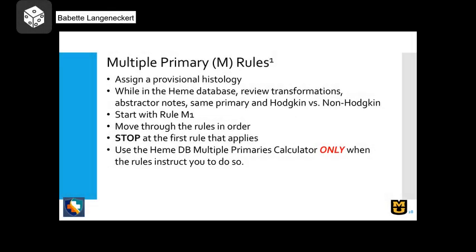Here are some tips for using the multiple primary rules. Assign a provisional histology. While in the heme database, review transformations, abstractor notes, same primary, and Hodgkin versus non-Hodgkin. Start with Rule M1. Move through the rules in order. Stop at the first rule that applies. Use the heme database multiple primaries calculator only when the rules instruct you to do so.